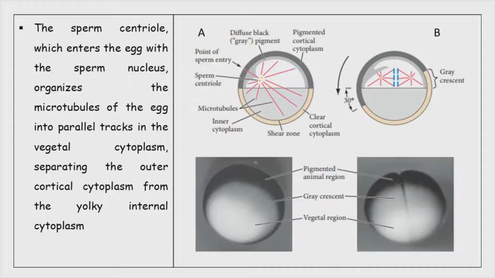In image B, you can see the movement of the pigmented cortical cytoplasm at an angle of 30 degrees with respect to the lower light cytoplasm, as a result of which the gray crescent is formed. So this gray crescent is the area which is exposed during the movement of the dark pigmented cortical plasm on the gray cytoplasm. So what is this gray crescent?